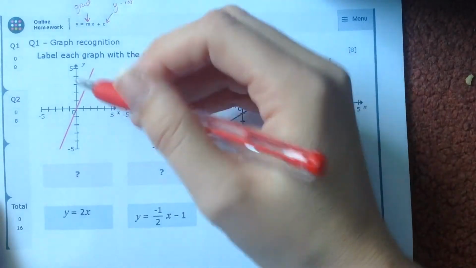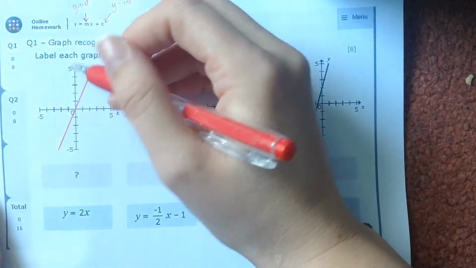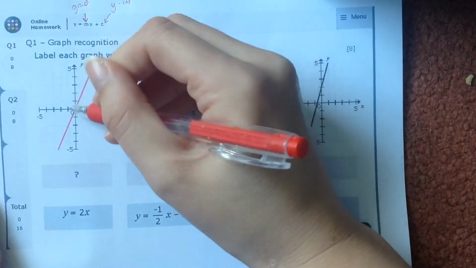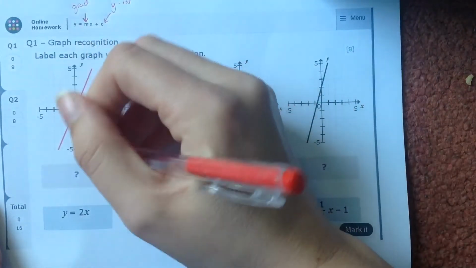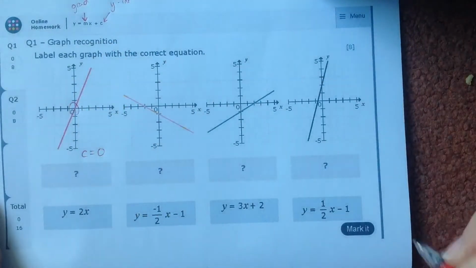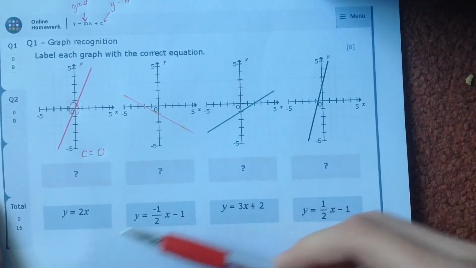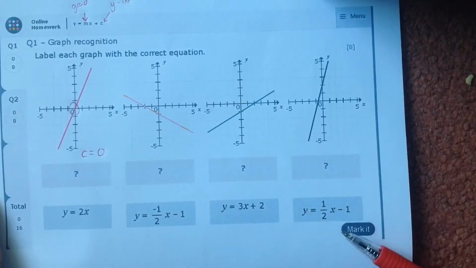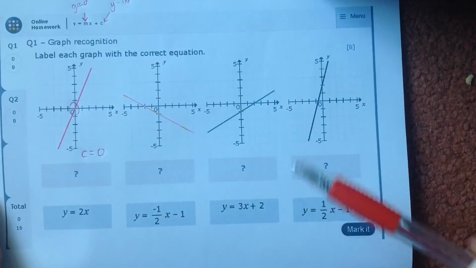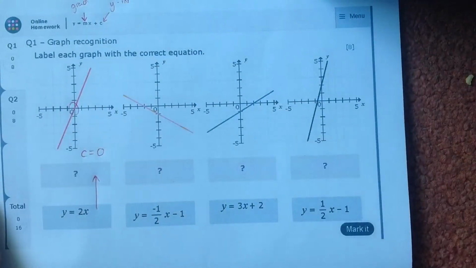So this graph, let's look at the y-intercept first. That's always the easiest thing to find. So the y-intercept is where it goes through the y-axis, which is at 0. So the c, in this case, is 0. So let's have a look at our equations. Which of these has no c value, has nothing added on? Well, this one. This one, therefore, must be y equals 2x.